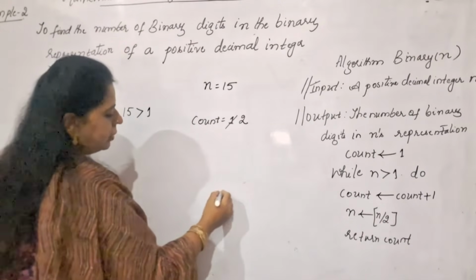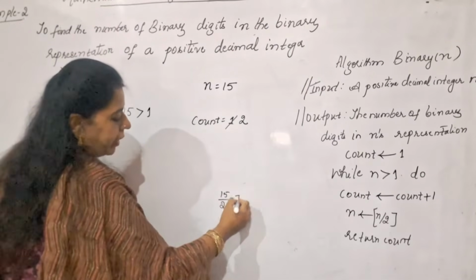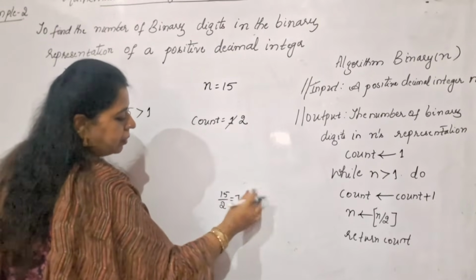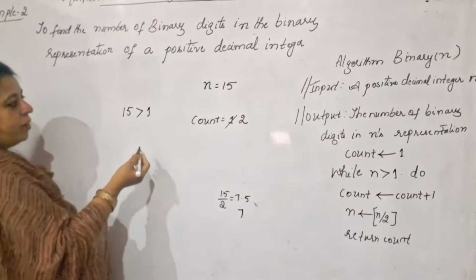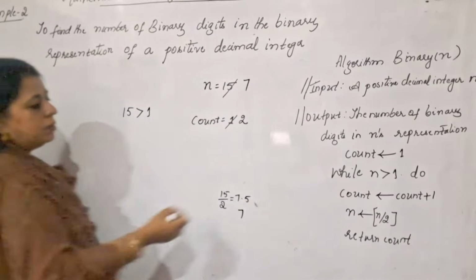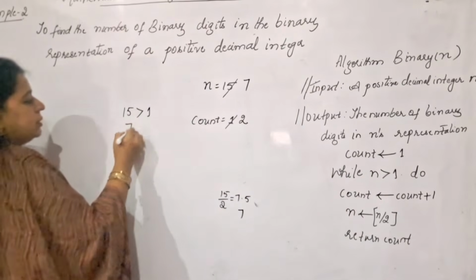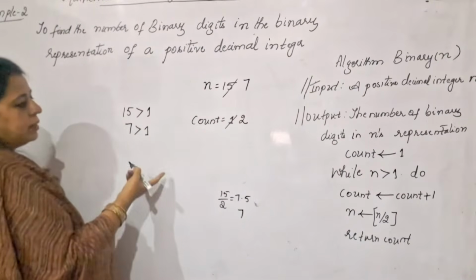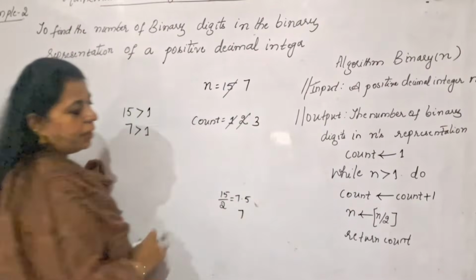So your value for n is here 15. 15 divided by 2 is how much? 7.5. So take only the integer part. In this it is 7. So your updated value for n is now 7, the new value. Once again check whether the new value of n is greater than 1. 7, is it greater than 1? Yes, it is greater than 1. Then increase the count by 1. The new value of count is 3 now.